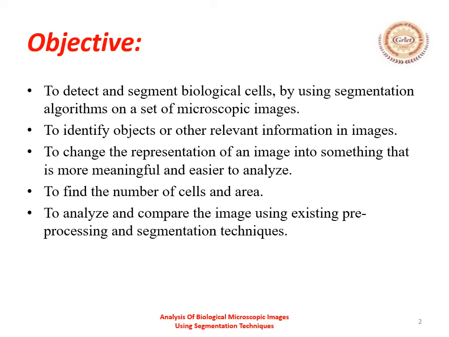The objective of this project is to detect and segment biological images. The cells in those images, after the process, are easy to identify, and we can also find the number of cells and the area of those cells easily. The whole project is analyzing all the existing pre-processing and segmentation techniques and finding the best out of them.